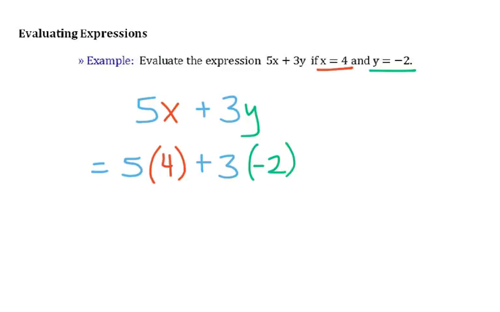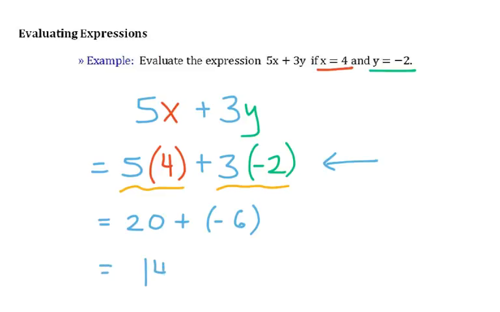As I write that down, hopefully you see this line right here and you start thinking about the order of operations we started this video off with. You'll notice I have some multiplication and some addition, so let's go ahead and try this out. 5 times 4 will give 20. 3 times negative 2 will give negative 6. And 20 plus negative 6 gives us 14 as the value of this expression when x is 4 and y is negative 2. So that's one example.